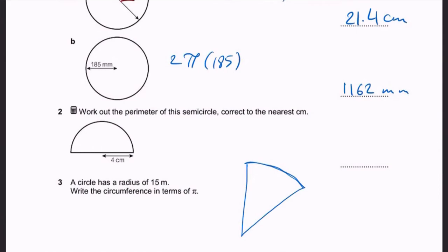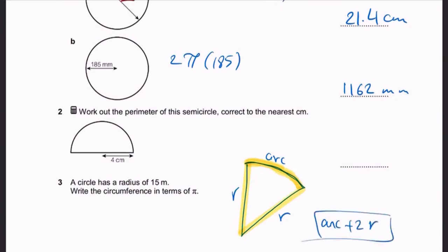So the perimeter of this equals what? Take care: it is not just the arc length, because somebody will get the arc length and say that this is the perimeter. No, perimeter means all around the shape. So the arc length and this line and this line. You have three parts: the arc length, the radius and the radius. So the perimeter equals the arc plus 2 radius.